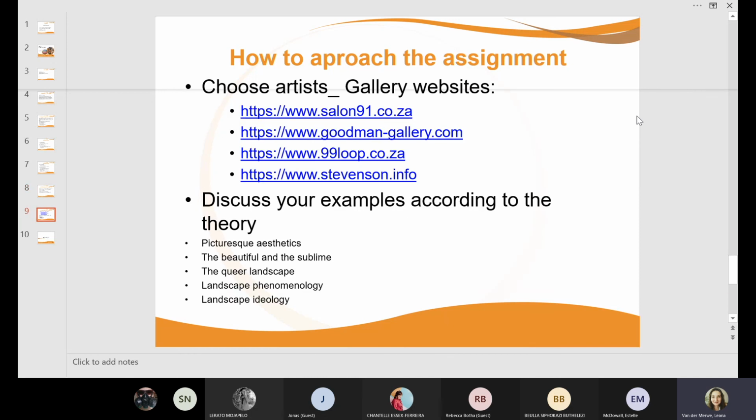Now you need to choose artists, okay? And there are some gallery websites for you there. The Salon 91, Goodman Gallery, 99 Loop, Stevenson. So there are lots of gallery websites that you can go on, and you can look at the catalogs and which exhibitions they have running. And then you must look for artists who engage with the landscape or the natural world. Again, and I said this before and last week as well in the workshop for ARH3702, don't just choose artists that you like or that appeal to you. Choose artists that will enable you to discuss your specific theme adequately.